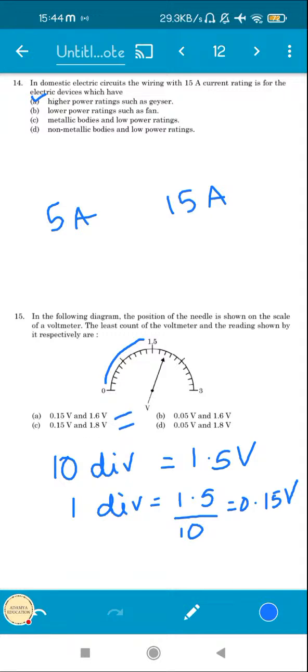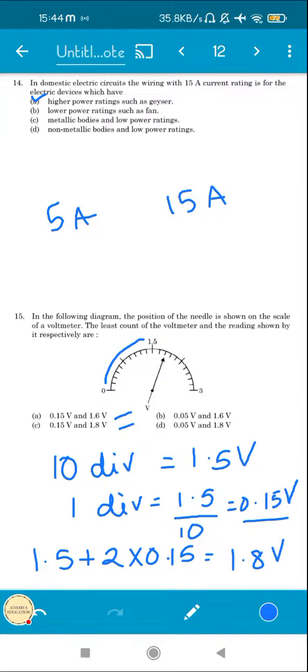Now the question also asks to find the reading. There are two divisions after 1.5. One division represents 0.15, so two divisions will represent 2 into 0.15. Since we are taking the reading after 1.5, 1.5 will be added to the new division value. So the answer will come as 1.8 volt. So the correct option is C. Hopefully it is clear.